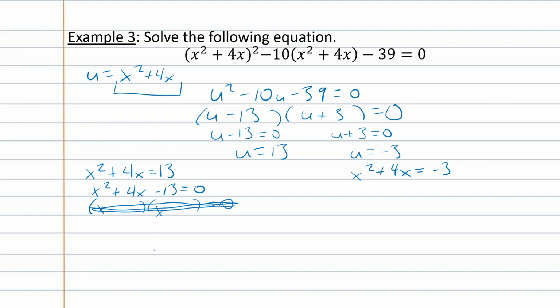Now you can complete the square and solve it from this point if you want to, or you can use the quadratic equation. I'm going with the quadratic equation. Negative b plus or minus the square root of b squared minus 4ac all over 2a.